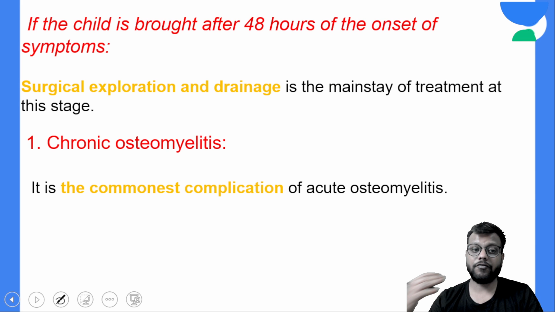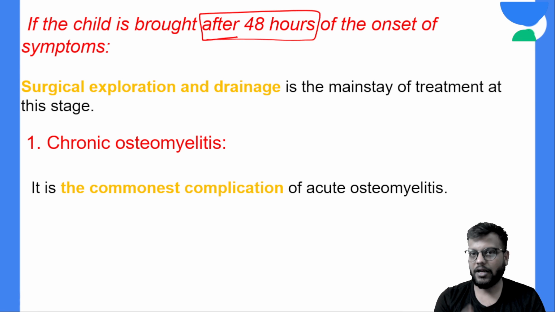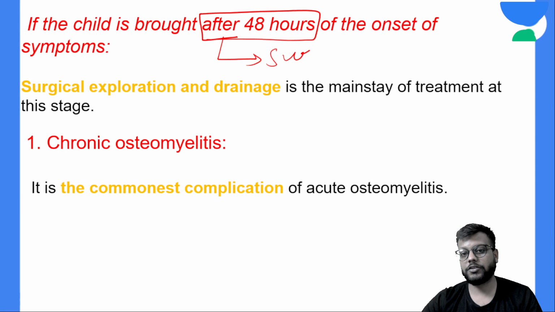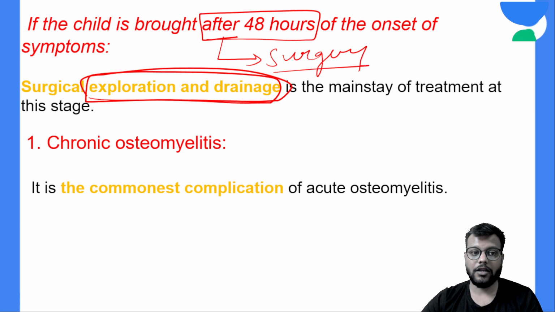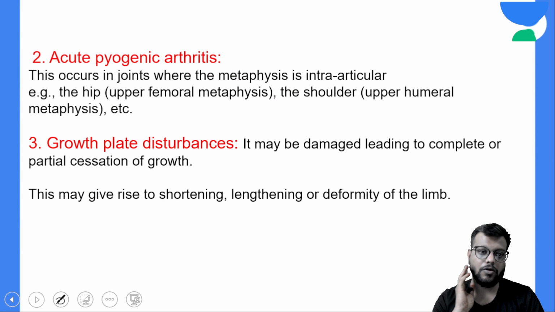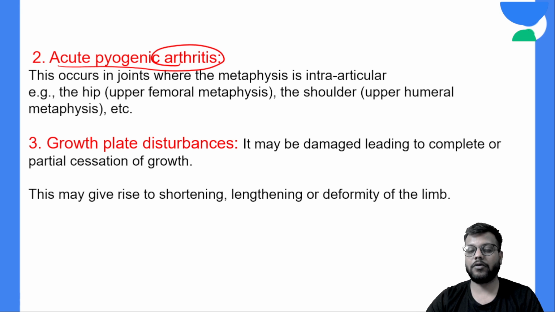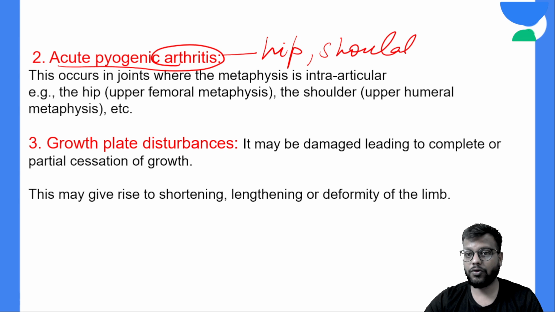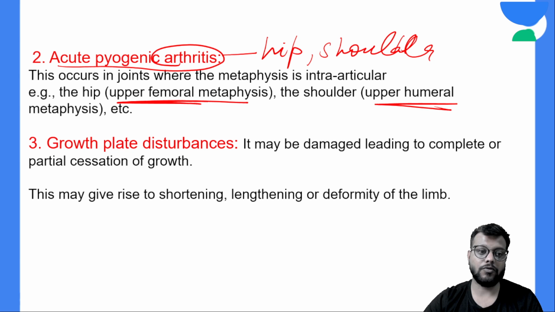Okay, now after 48 hours, there is involvement of a large part of the bone, deep in the bone, or the entire medullary cavity is infected. So you have to go for surgery, and that surgery is exploration and drainage. And the most common complication of acute osteomyelitis is chronic osteomyelitis. Remember this, the most common complication of acute osteomyelitis is chronic osteomyelitis. Acute pyogenic arthritis can also happen, another complication if it invades the joint space, like in the hip and the shoulder joint. So you have to take extra care of proximal femur osteomyelitis and proximal humerus osteomyelitis.